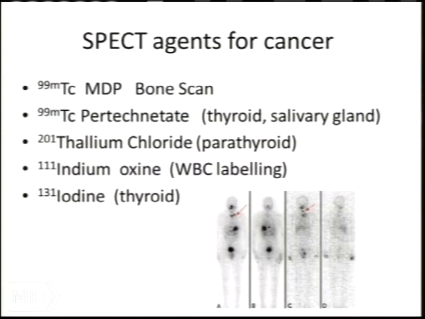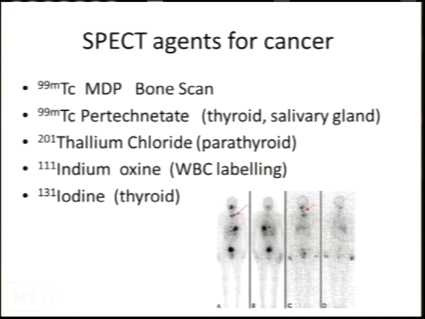So there are a number of agents that are used for cancer. The bone scan that I just mentioned, the pertechnetate scan, which also uses technetium, is used for thyroid and the salivary gland. Thallium is used for the parathyroid. Then there's indium, which has a really long half-life, about 70-something hours. And that's used to label white blood cells and send them in and see where they take up. That can be used in lymphoma, but also in infection imaging.